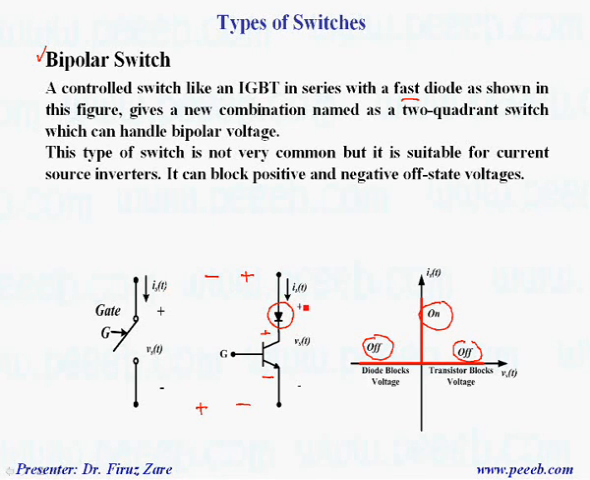And if the current through the switch is positive, the switch can handle positive current when we apply a gate signal. So basically, a combination of this diode with this IGBT or MOSFET can be defined as a switch which can operate in these two quadrants.